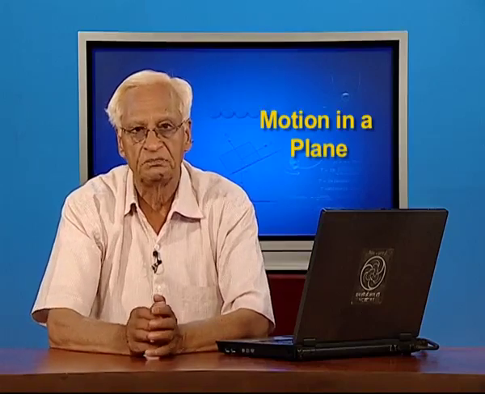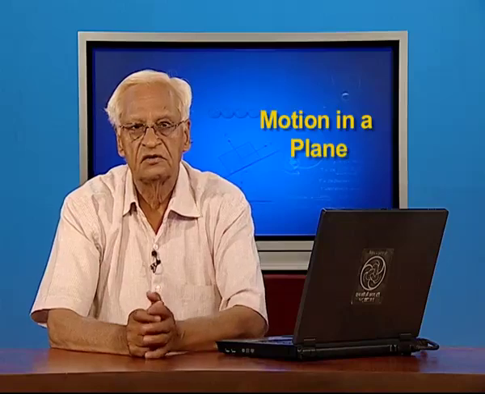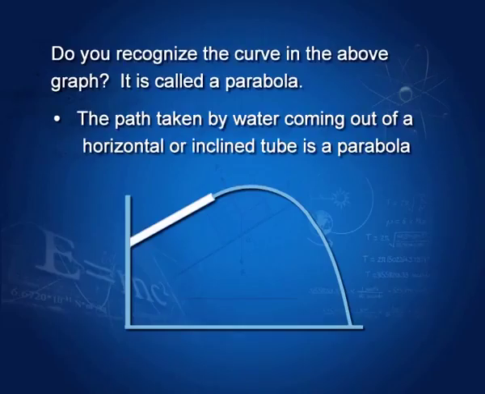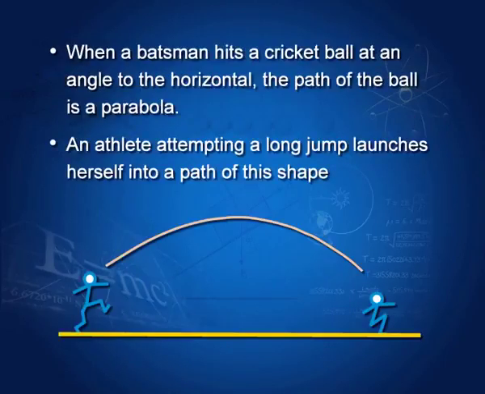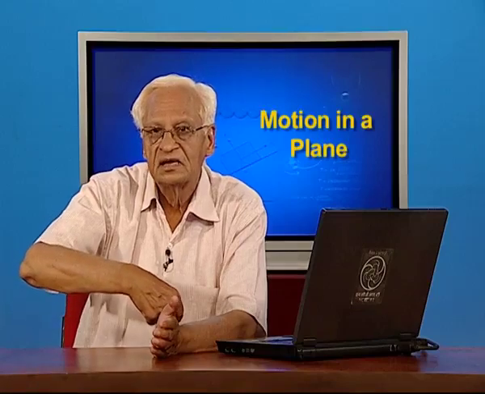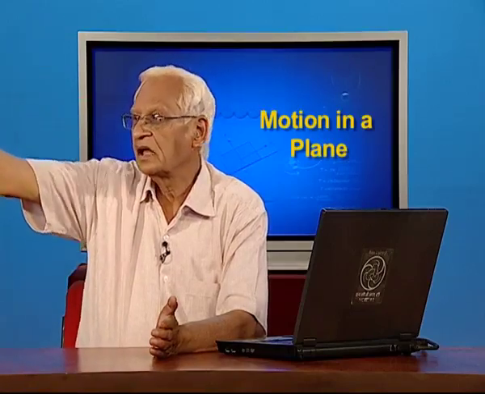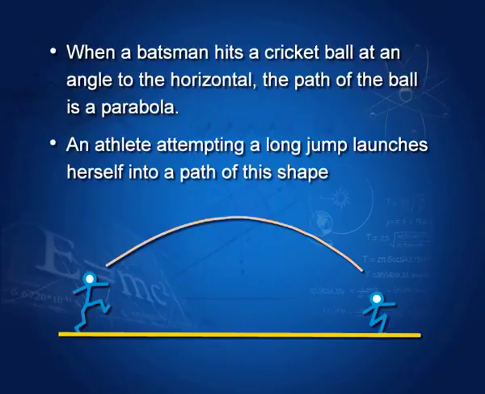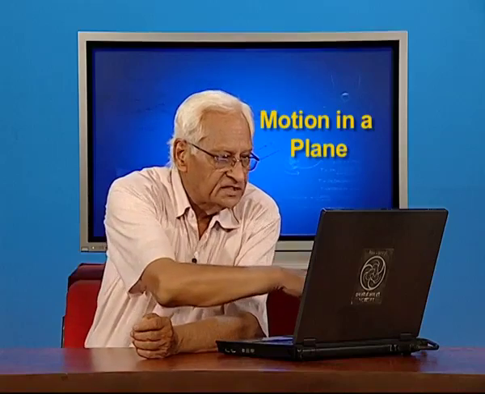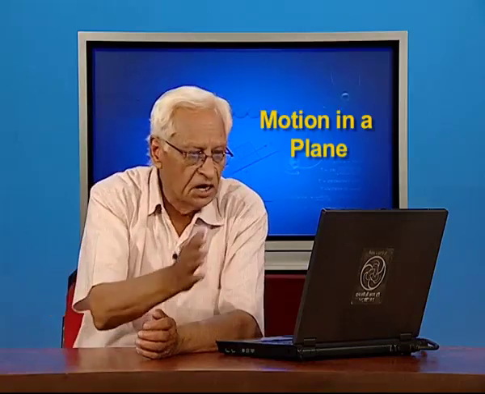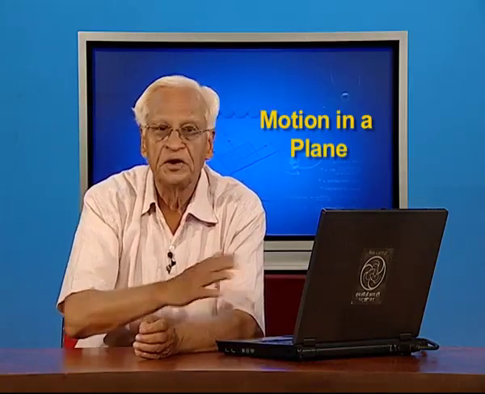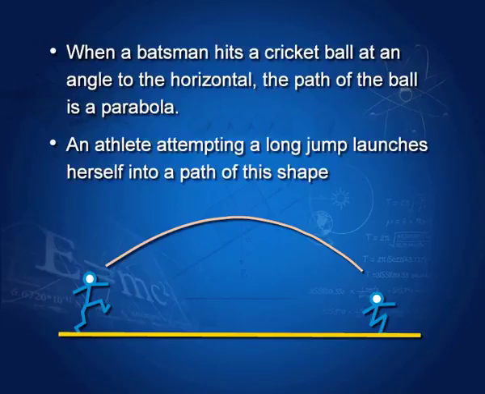Let me give you a few examples of this curve, the parabola. You have a water tube and the water will come out of this. Let us say the path that this water describes is a parabola. When a batsman hits a cricket ball, I mean cricket must be your favorite game, the ball has a trajectory or a path which is parabolic. An athlete attempting a long jump launches herself into a path of this shape as shown here.